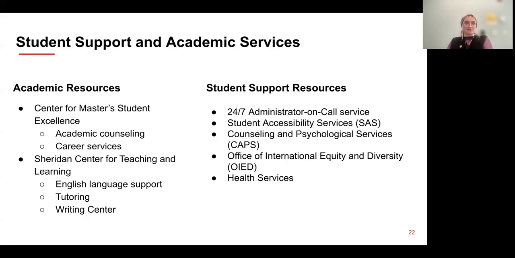I believe the Student Accessibility Services has a map of our campus that ranks how accessible all of the sidewalks and all of the buildings are around our campus. So that's really helpful if that's something you need to know. We also offer counseling and psychological services on campus. And then our Office of International Equity and Diversity is incredibly responsive and really wants to get to know everyone on campus. So if you ever have any questions about student identity centers, they are a great office to reach out to. If we want to move to the next slide.